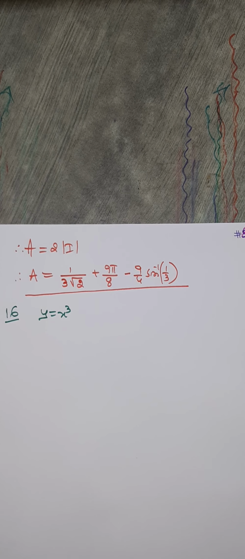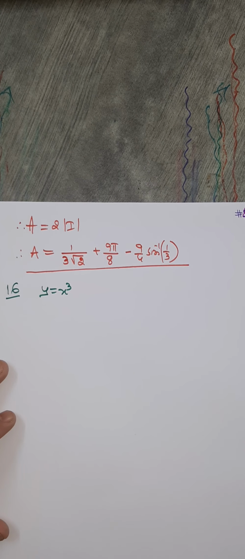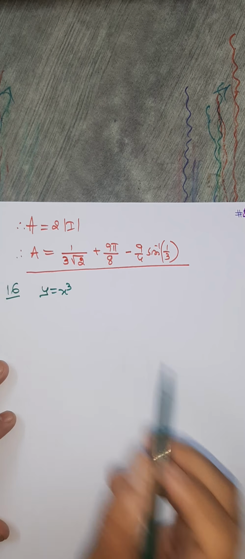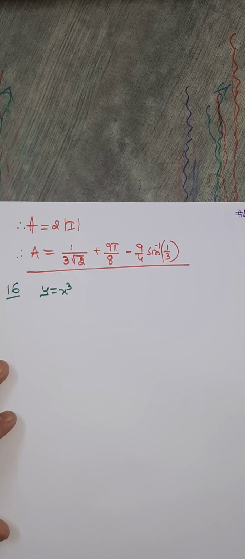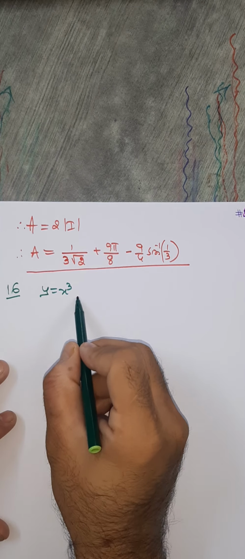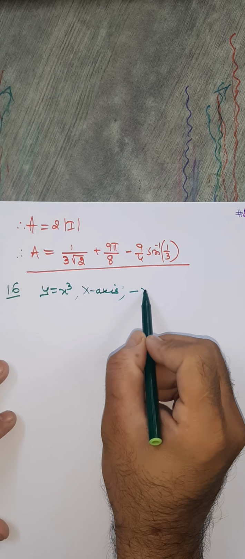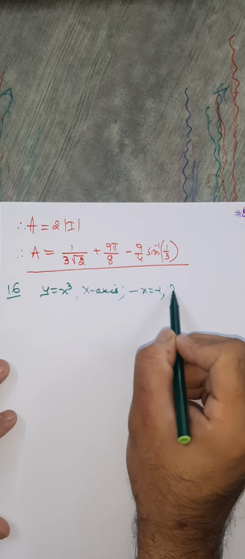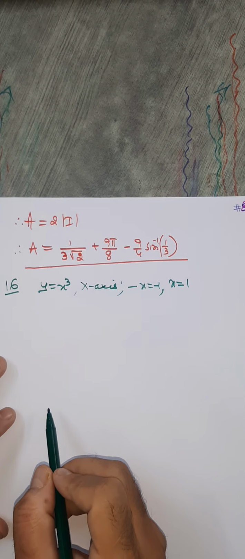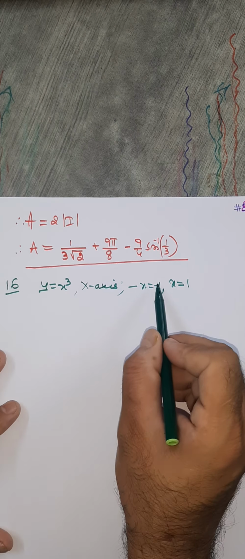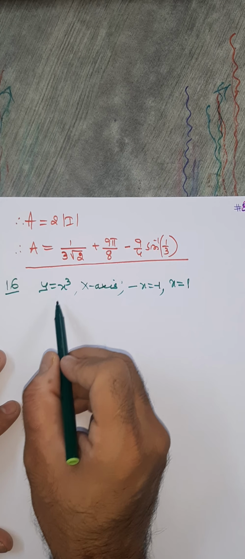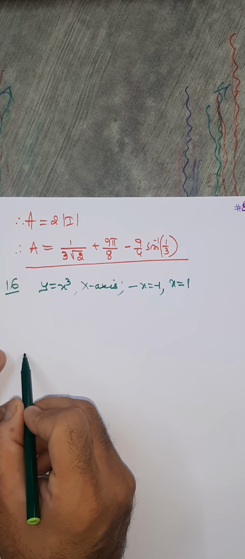So let's go to MCQs. These are also good questions. Area bounded by this curve. This is a cubic function with the x-axis, between x equals -1 and x equals 1, from -1 to 1. Okay. So do you know what's the graph of this?